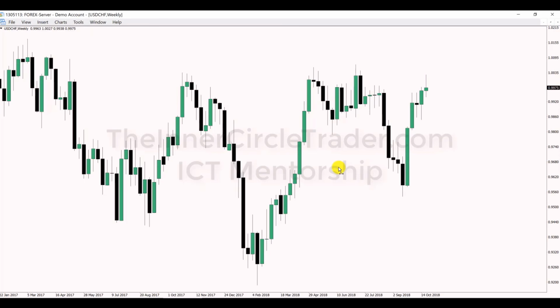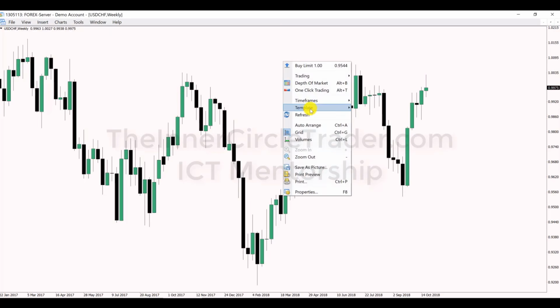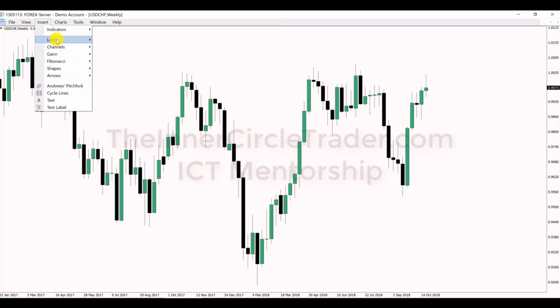If you look at the data in terms of discount to premium, we are in a discount market here relative to the high and the low. So we're at equilibrium to discount, and we're also at a PD array in the form of a weekly bullish order block. So if we add our data, we add the order block.